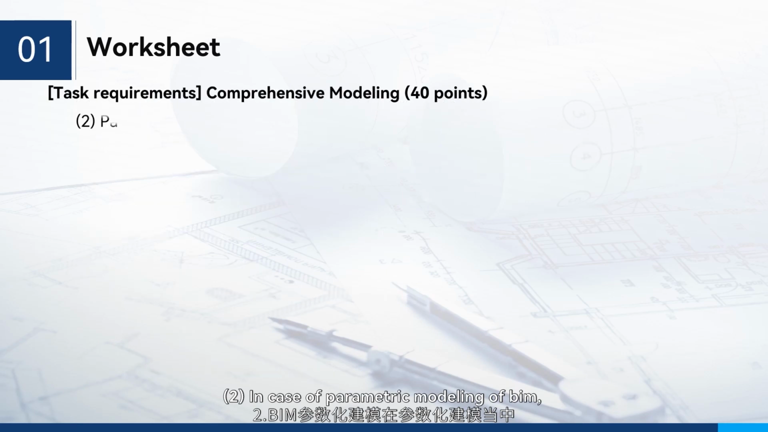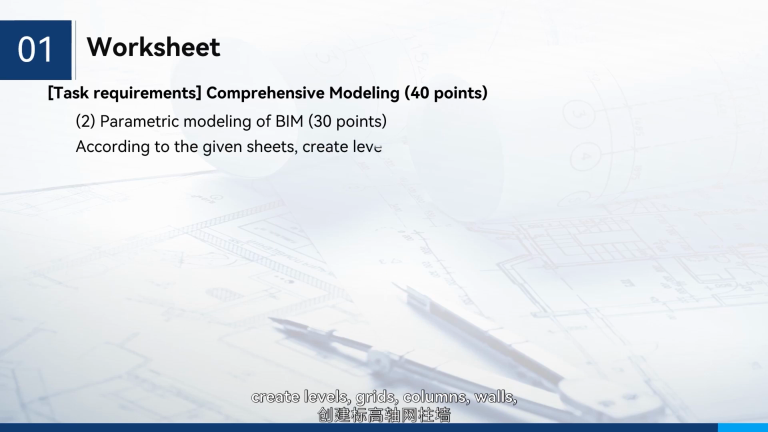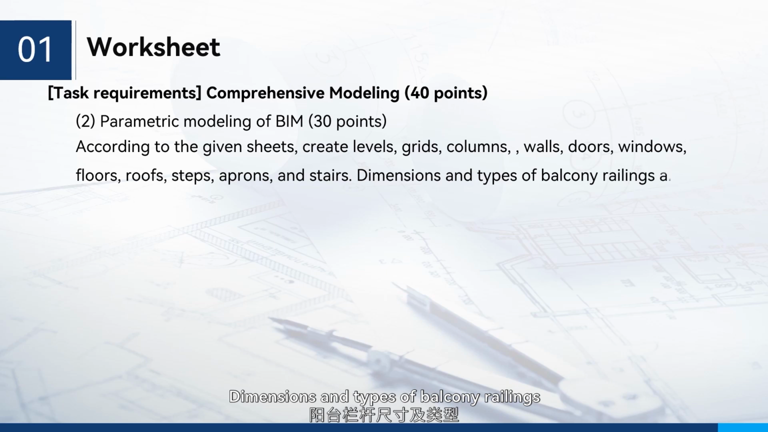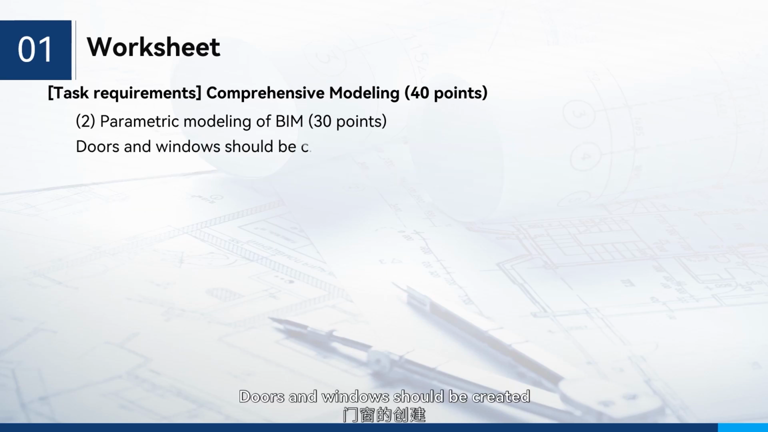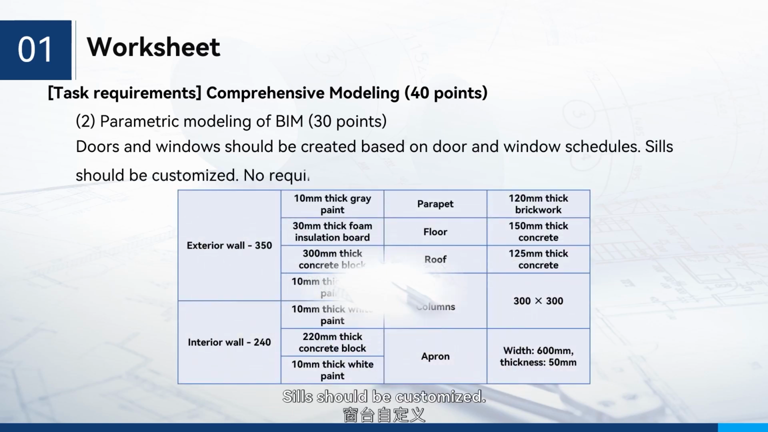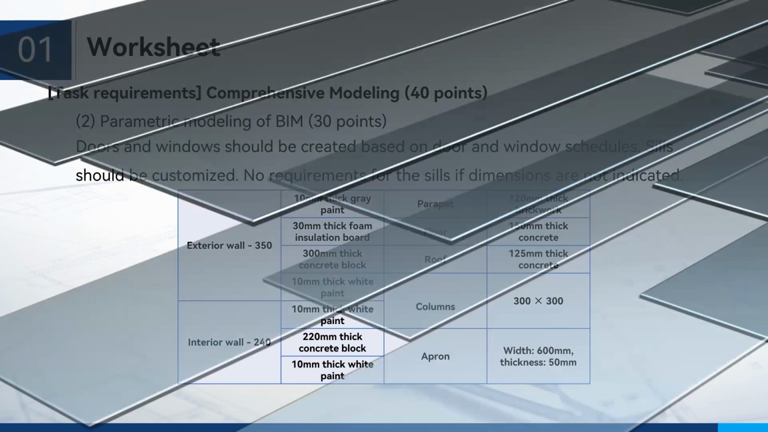2. In case of parametric modeling of BIM, according to the given sheets, create levels, grids, columns, walls, doors, windows, floors, roofs, steps, aprons, and stairs. Dimensions and types of balcony railings are customized. Doors and windows should be created based on door and window schedules. Sills should be customized. No requirements for the sills if dimensions are not indicated.